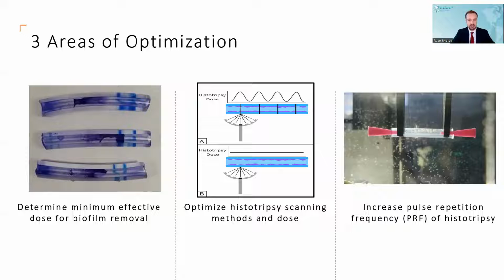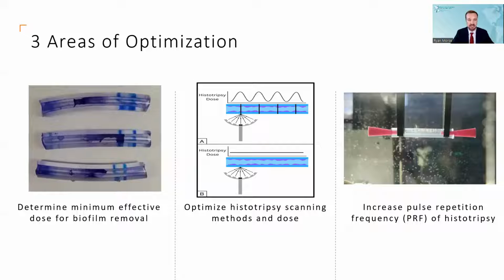Next, we wanted to optimize the histotripsy scanning methods and dose. So prior studies had used a point-based application method of histotripsy, where the transducer would apply a given number of histotripsy pulses to a set point on the catheter, then move a distance down and apply histotripsy at the next point, and then move down and apply histotripsy at the next point, and so on and so forth. In our study, we looked to move towards a continuous application of histotripsy in one motion along the length of the catheter to provide a more even dosage.